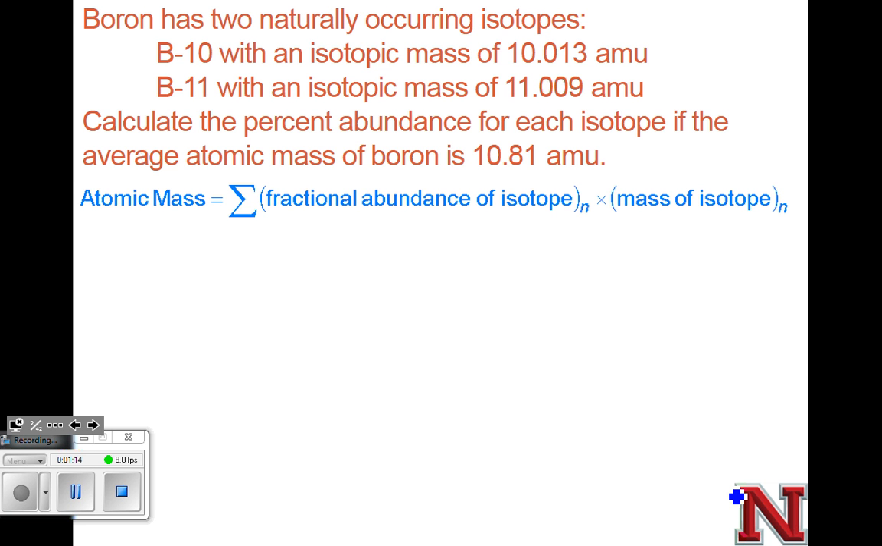So we're given a couple of things. We're given our atomic mass. I want to write that in red. Of boron 10, which is, of course, near 10 atomic mass units. We know our atomic mass of boron 11. And then we know our average atomic mass.